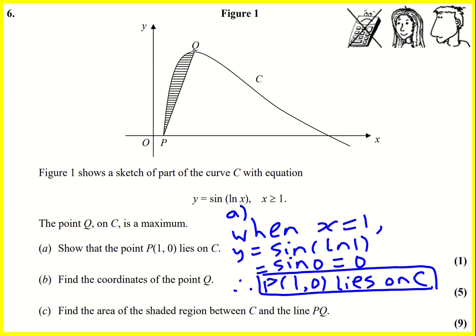Next up, we're asked to find the coordinates of the point Q, because I can already see there's a line going from P to Q. We're going to need the shaded area, so that's going to be some integration. So first of all, we need what Q is.